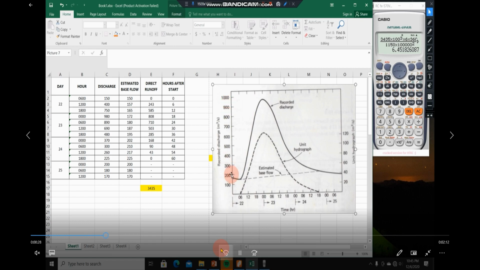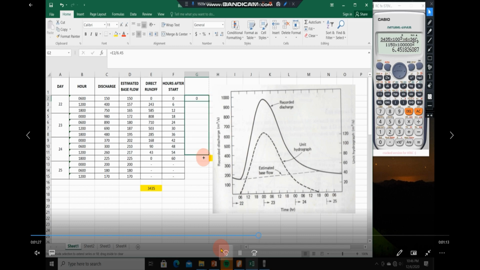It shows here the relationship between the recorded discharge in cubic meter per second and that 4-day period in every 6-hour period. And we have here our recorded discharge from the data given. And we have here the unit hydrograph, and it can be obtained by dividing the direct runoff by our unit hydrograph coordinate, which is 6.45, and doing the same process for the rest of the data.